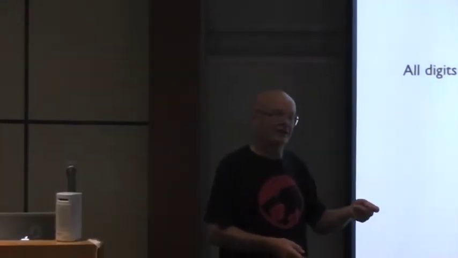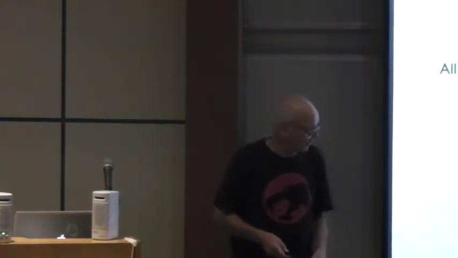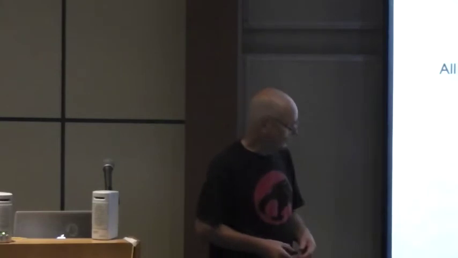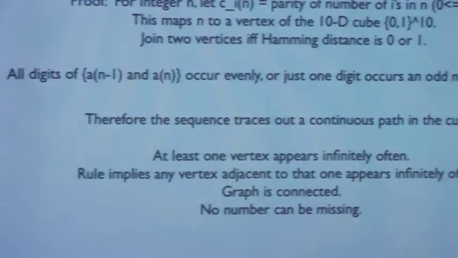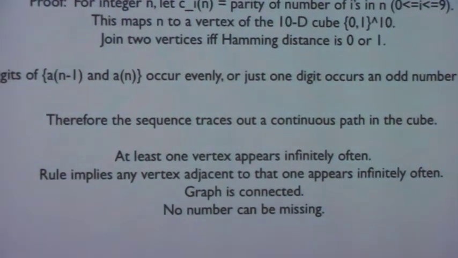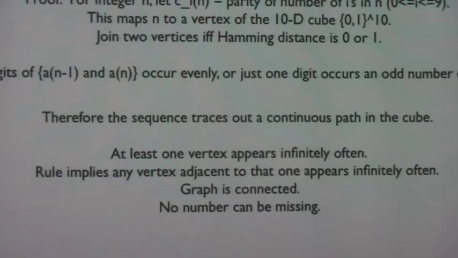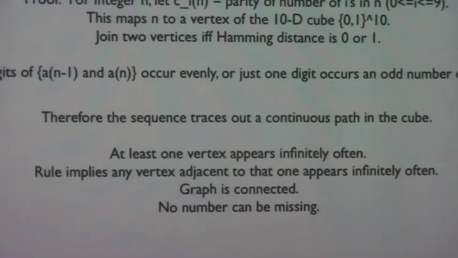And so any vertex adjacent to one that appears infinitely often actually has to appear infinitely often also. Since, iterating that, since the graph is connected, every node has to appear infinitely often. But if there was a number that was missing, it's easy to see that means that it can't happen.